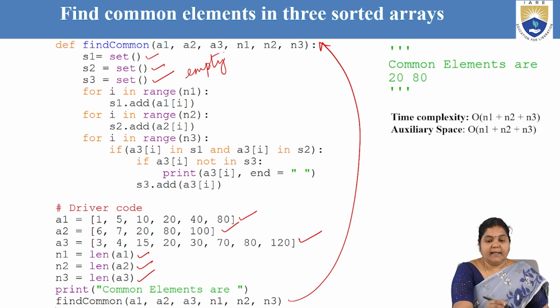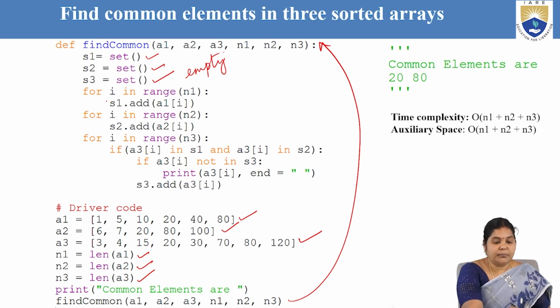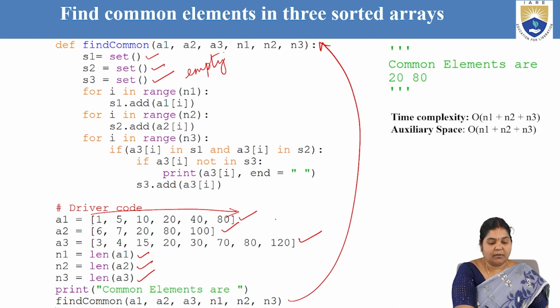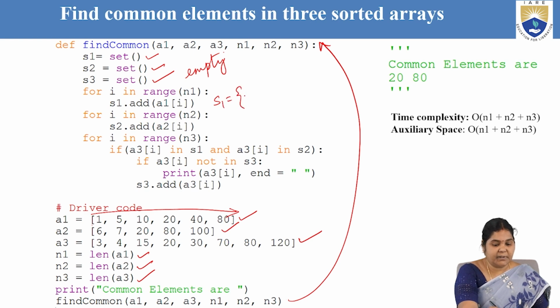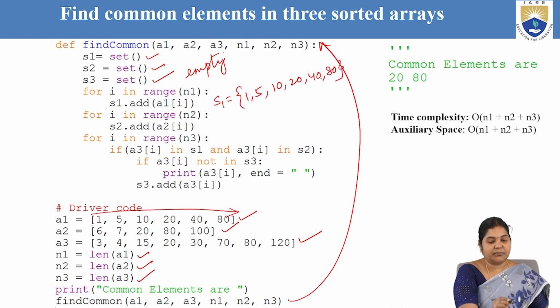Now in this example, we run the loop for i in range of n1. The first loop iterates through all the elements of the first array. S1 dot add of a1 of i. Whatever elements are there in this array, you add them one by one to the set. Now set S1 becomes like this: 1, 5, 10, 20, 40 and 80. Once all the elements are added, this for loop will be over.